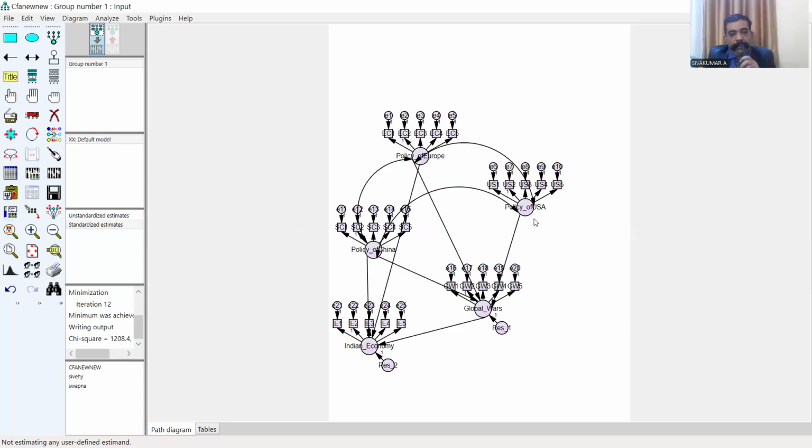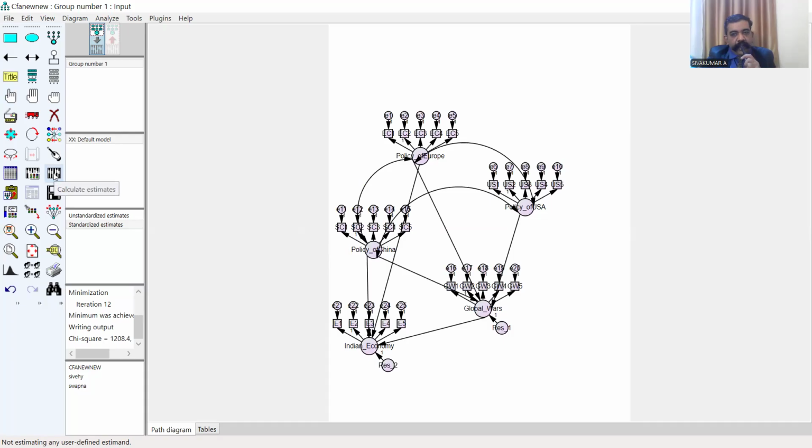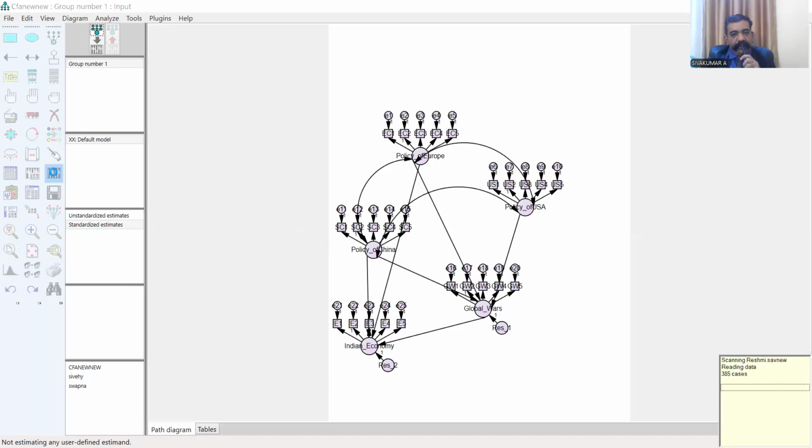Okay, now the picture is complete. Now please take the analysis properties menu and check the output: standard estimates, squared multiple correlations, modification indices, test for normality and outliers. Then calculate estimates. Click on calculate estimates.